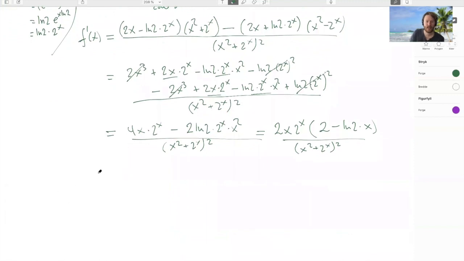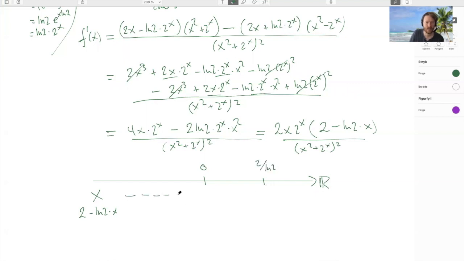So let's now make a table of signs for the derivative. Let's do a real line like this. Who are the factors here determining the sign? Well, it's x, and it's 2 minus ln 2 times x. This guy is 0 here, and this guy is 0 at, well, I don't know exactly the value of that number, but it's 2 divided by ln 2.